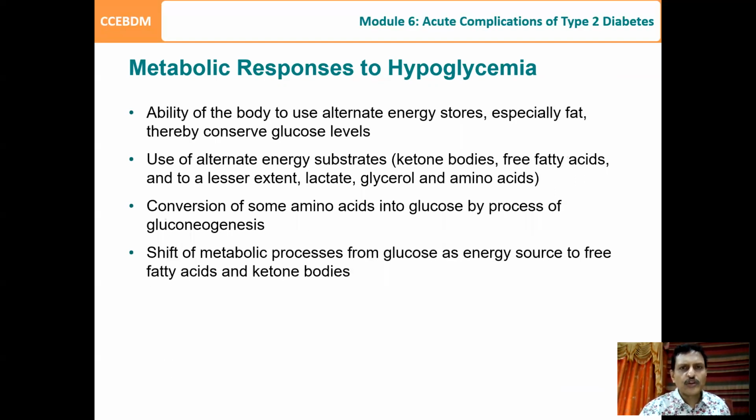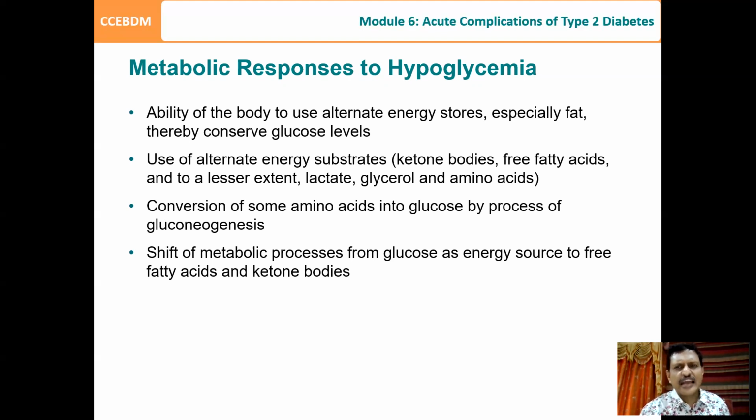If we look at the second response, the second response is an increase in the glucagon level. When the glucagon level goes up, you will find that the alternate energy stores, that is fat, glycogen, and sometimes protein, are progressively broken down. And the alternate energy substrates, the ketone bodies and fatty acids, gradually go up.